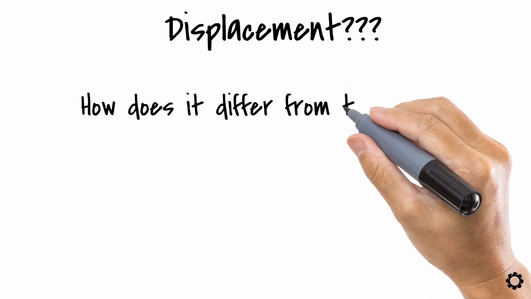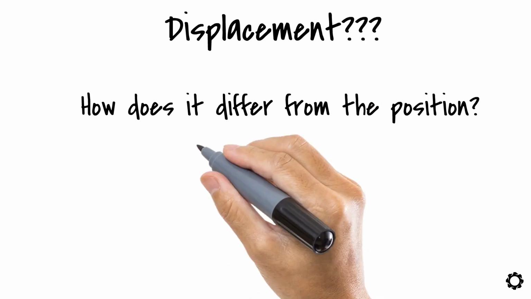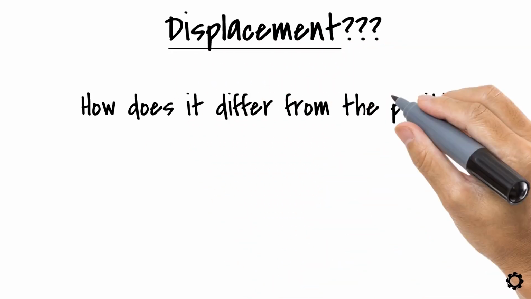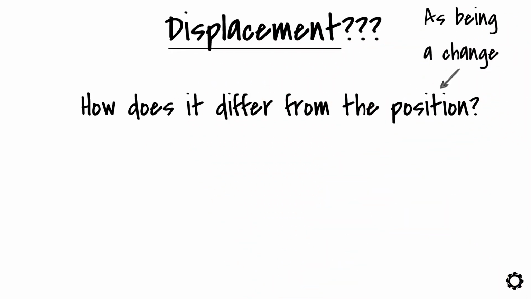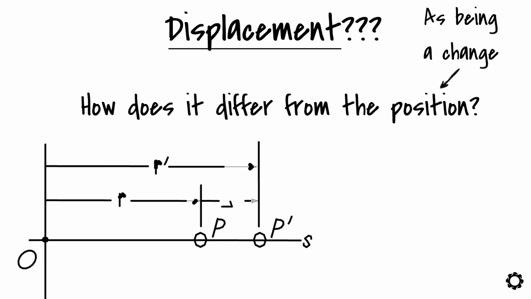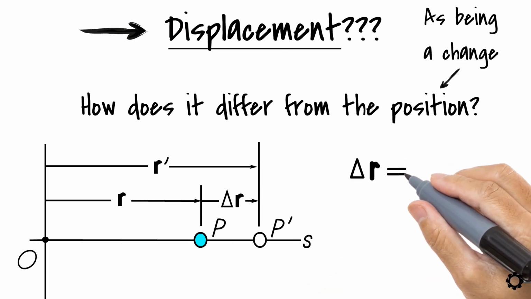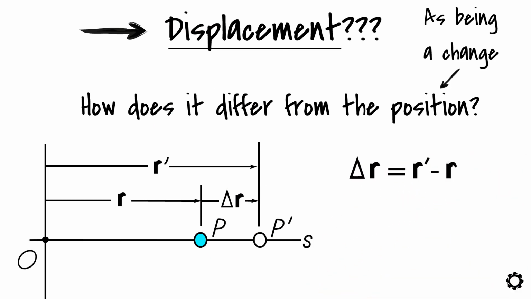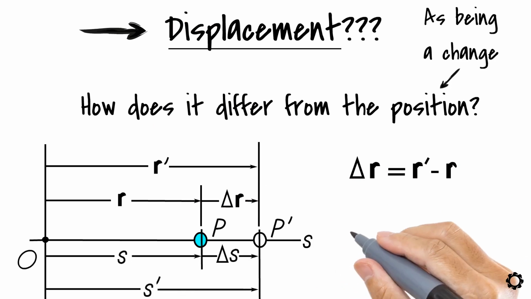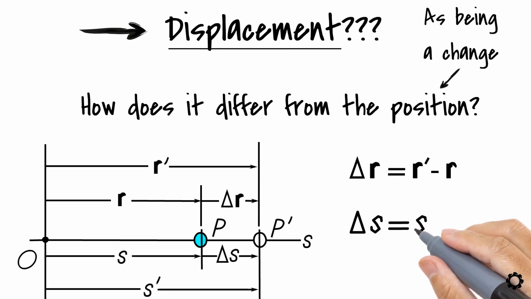How does it differ from the position? Well, we can define the displacement of a particle as being a change in its position. Think about this. If the particle moves from point P to P', then the displacement of the particle is delta R equals R' minus R. We can also represent this displacement in scalar form like this. Delta S equals S' minus S.